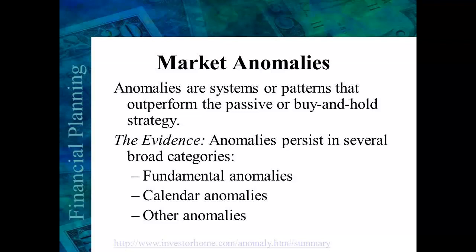Market evidence. Based on the evidence, anomalies persist in several broad categories, including fundamental anomalies, calendar anomalies, and other anomalies. A good summary and explanation of well-known anomalies is provided at www.investorhome.com. The URL to this site is provided on the slide.